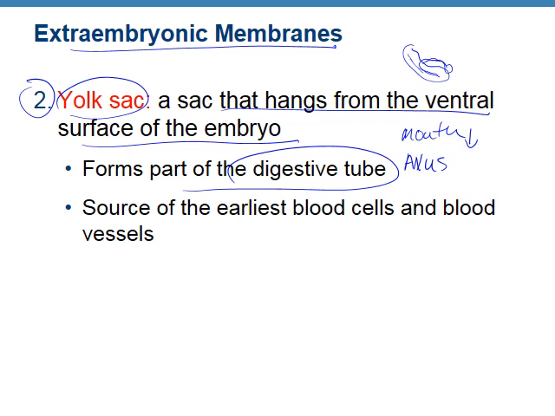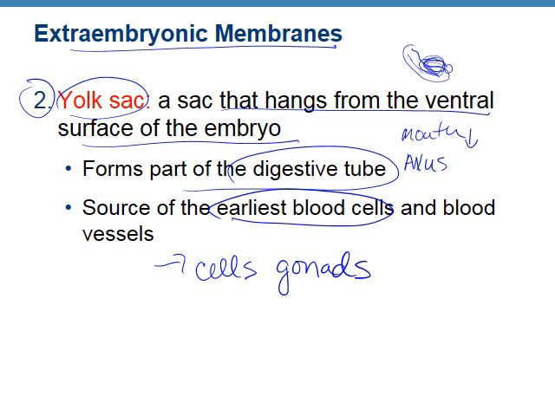So there are some children that are born and their digestive system is on the outside of their abdominal cavity. It was never directed to be engulfed into the embryo or fetus. This is also where the earliest blood cells are formed, in this yolk sac, and then also the cells that end up making gonads. This is where they start.